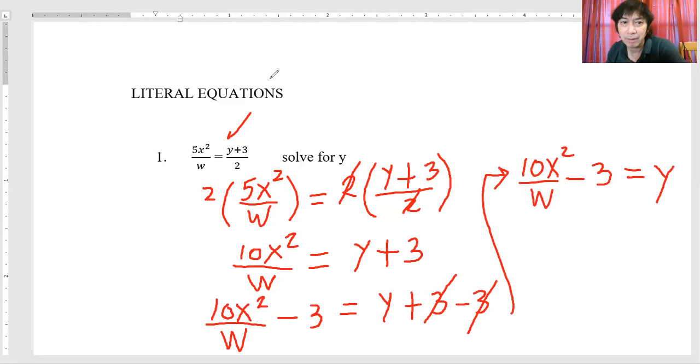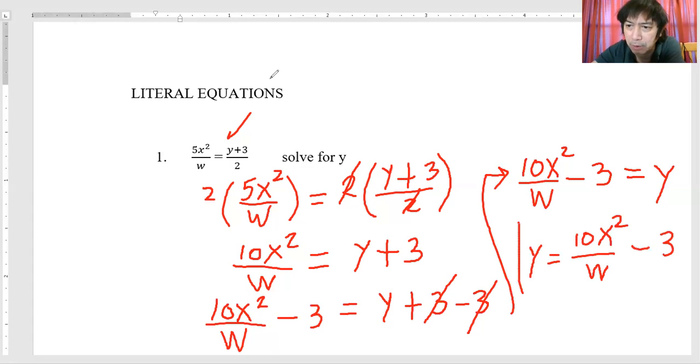There you have it. We were able to solve y in terms of the other variables, in terms of x, w, and the numbers. But then you don't write your answer this way. Usually it's the required letter equal to something. So we will just rewrite this and we are done. We will write it this way. y is equal to 10x squared over w minus 3. There. This is the required answer.